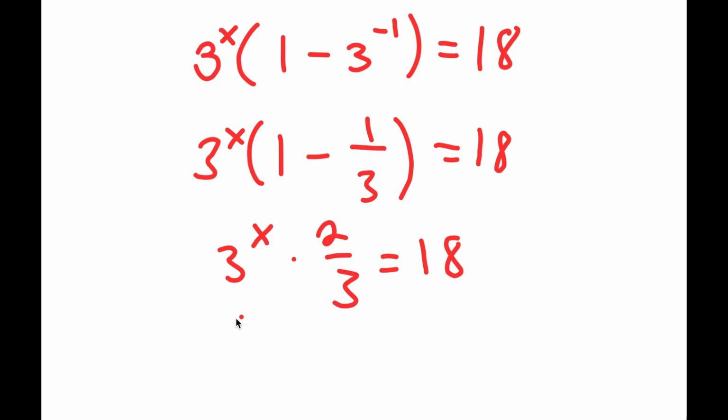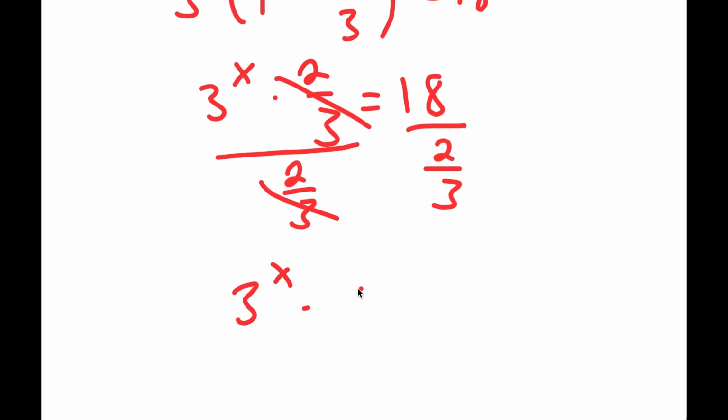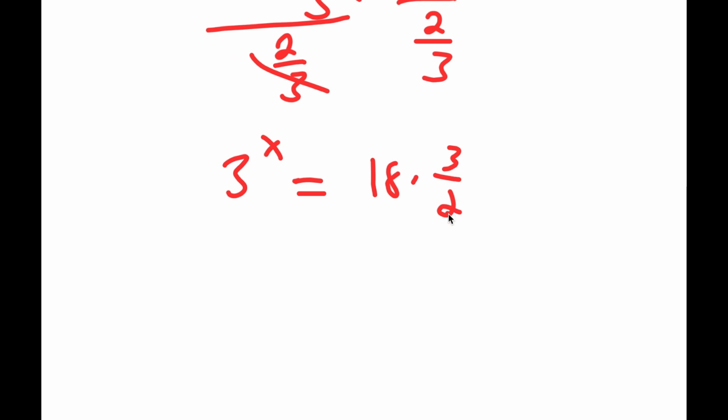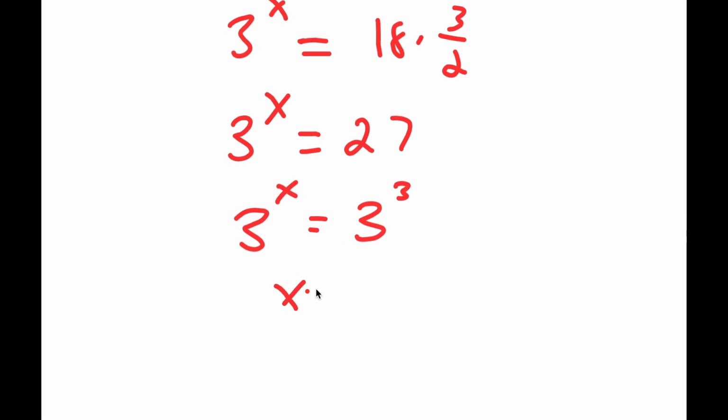Now I'm going to divide both sides by 2 over 3. And dividing by 2 over 3 is the same thing as multiplying by 3 over 2. So I have 18 times 3 over 2. And 18 times 3 is 54. 54 divided by 2 is 27. So I have 3 to the power of x is equal to 27. And 27 is the same thing as 3 to the power of 3. So I have 3 to the power of x is equal to 3 to the power of 3, meaning x is equal to 3.